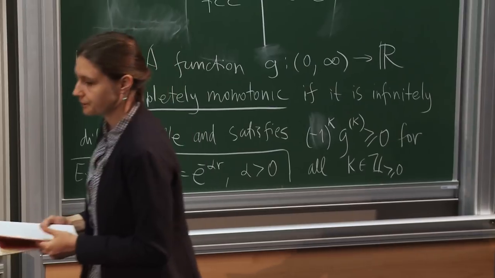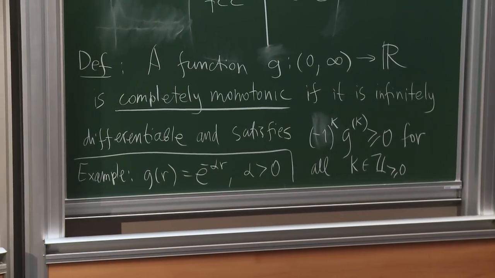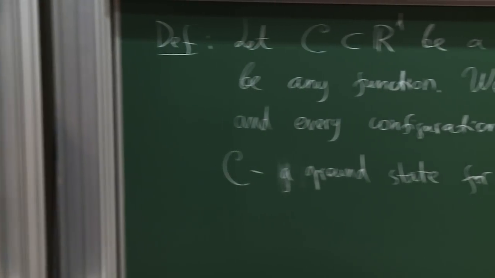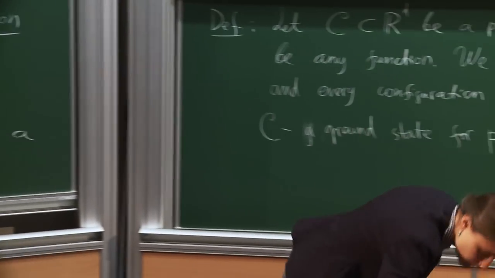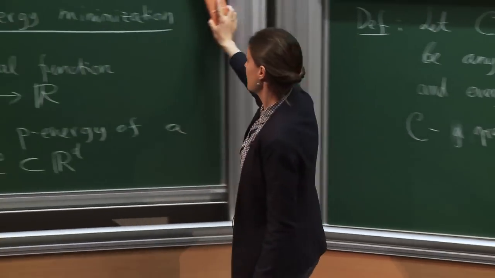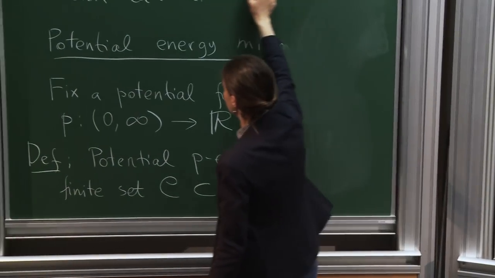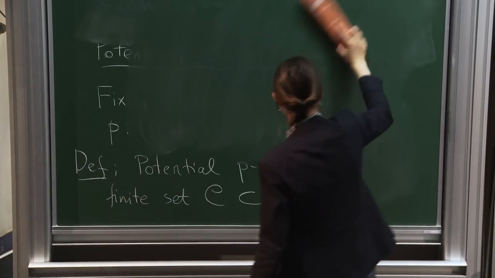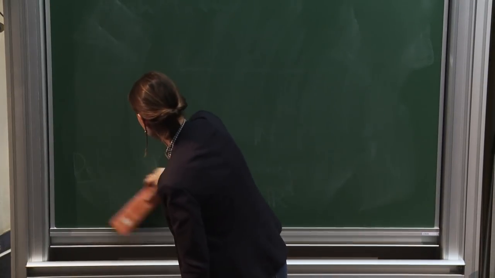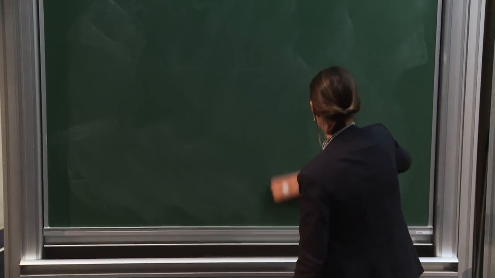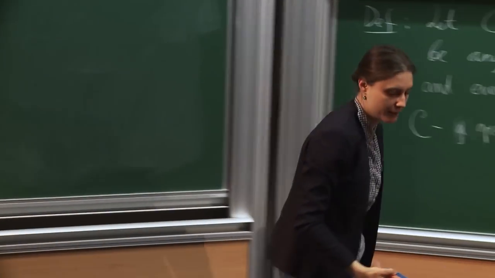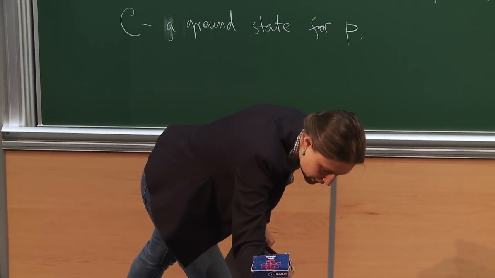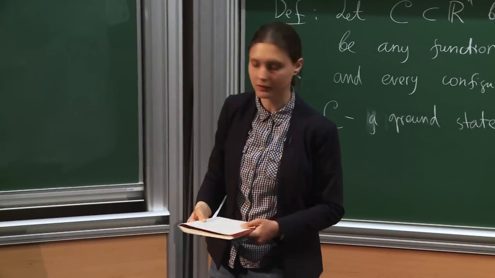And so here is the definition of universal optimality, which was given by Henry Cohn and Abhinav Kumar. They say that a configuration is universally optimal if it minimizes energy for all functions P which are completely monotonic functions of squared distance. So it is a slightly stronger condition than just being completely monotonic.